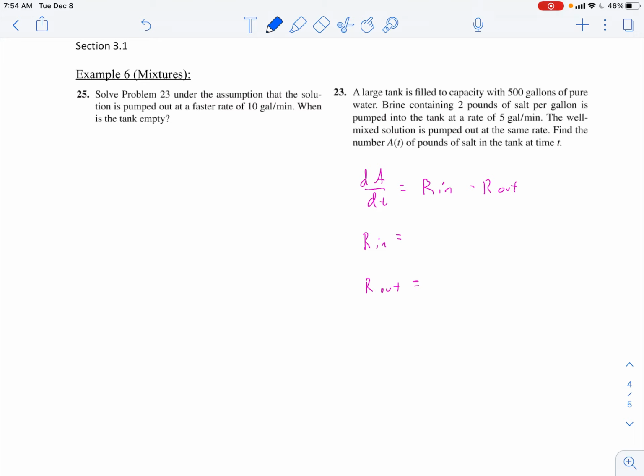And so what we're going to do is problem 25, but we're going to use the information in 23 to help us solve 25. 23 is going to be a homework problem. So solve problem 23 under the assumption that the solution is pumped out at a faster rate of 10 gallons per minute when the tank is empty. So we have a large tank filled to capacity with 500 gallons of pure water.